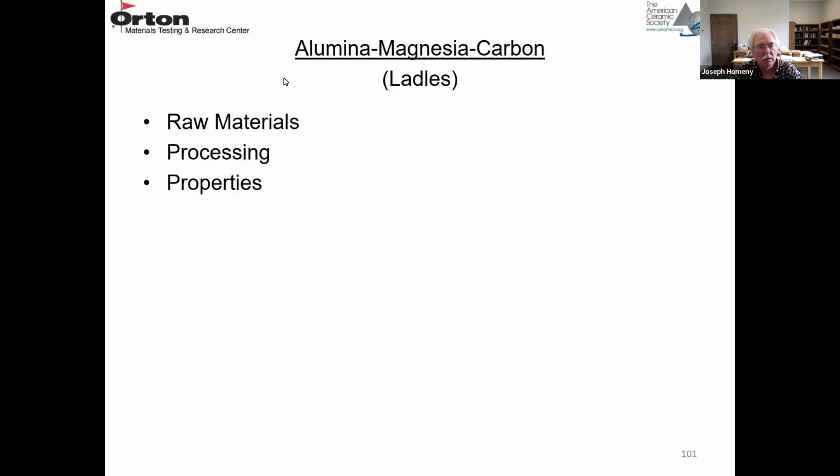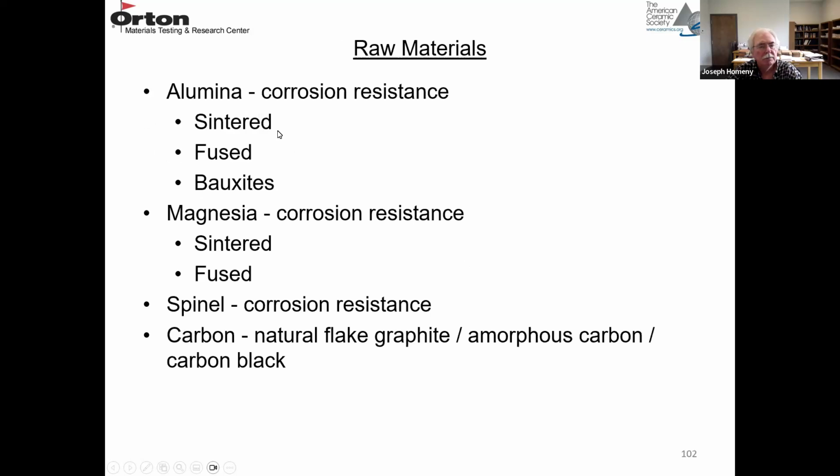And this should be the last material, alumina-magnesia-carbon. These are used in ladles, and we'll just look at raw materials, processing, and properties. So alumina is added for corrosion resistance. It could be a sintered alumina, fused alumina, or it could be from bauxites. Magnesia is also added for corrosion resistance. It could be sintered or fused.